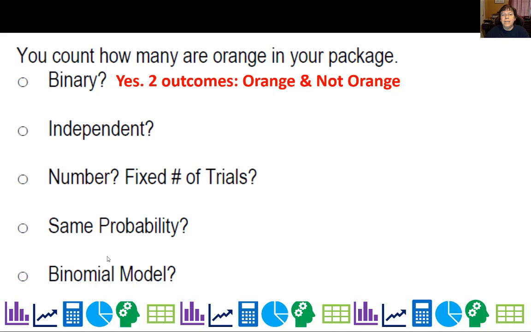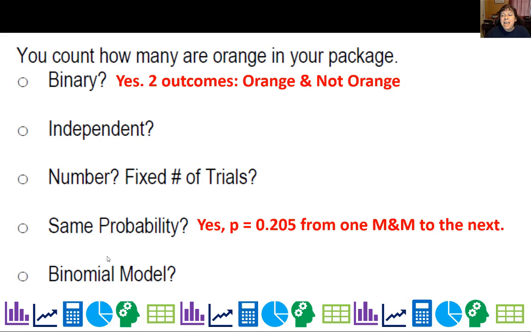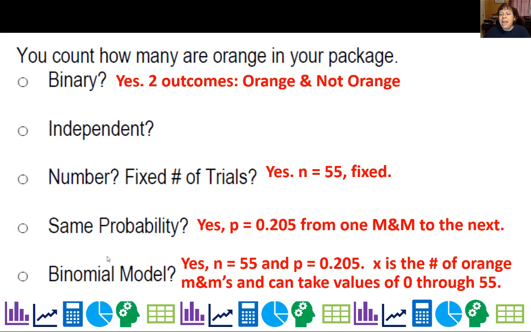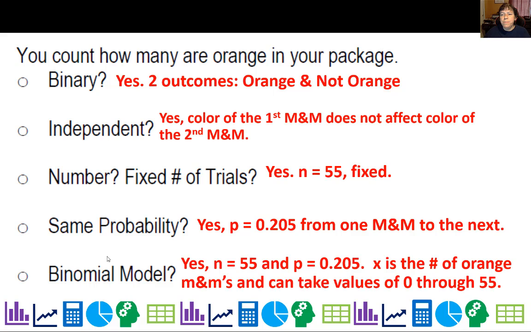All right. Is it binary? Yes. All right. And I'm going to go in a different order again. Are the probabilities the same? Honestly, these are very related. Same probability and independent. For me, I would just kind of lump them together. But we're going to use BINS, so let's go for it. All right. Yeah, p is 0.205 from one M&M to the next for it being orange. Okay. We do have a fixed number of trials. And we can use a binomial model because it's also independent. The color of the first M&M doesn't affect the color of the second M&M. All those M&Ms that went into that package, every one of them had a 20.5% chance of being orange.